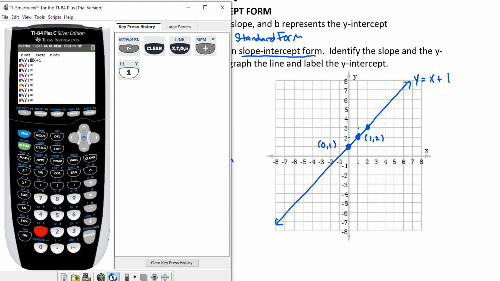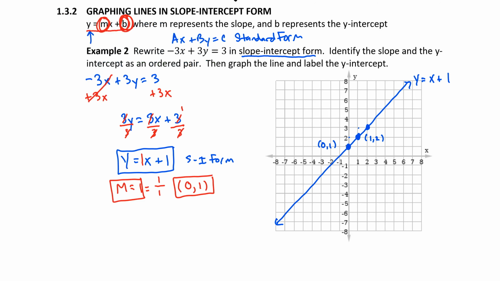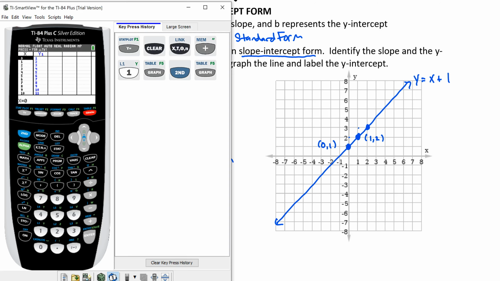Now in the top right corner, I can press the graph button and it's going to show the graph of the line. We can eyeball it to make sure it matches what we did by hand, but also notice above that graph button we have table in blue. To access it, I'm going to press my second key and then my table, and then I can even check ordered pairs. So the first ordered pair that's listed there is 0, 1. That matches up with my y-intercept.